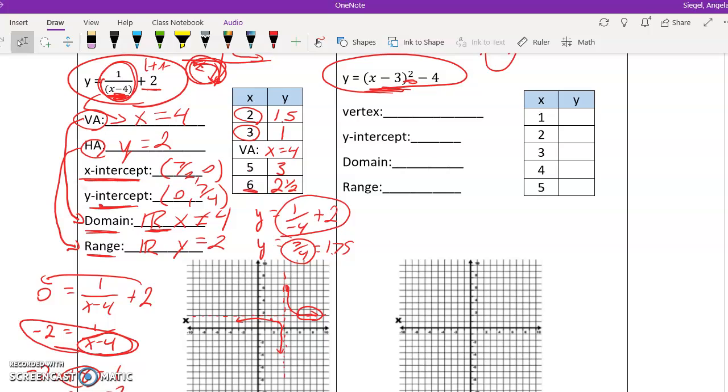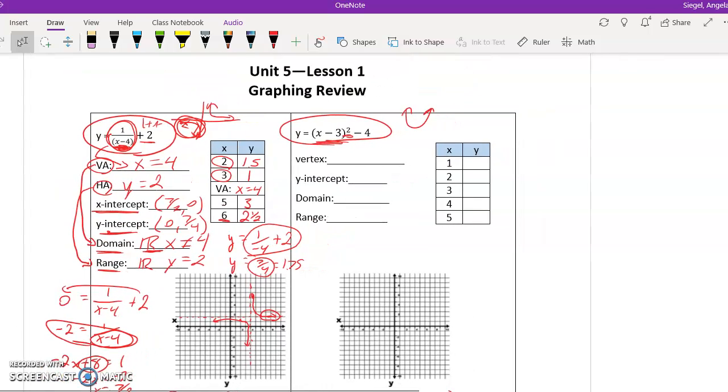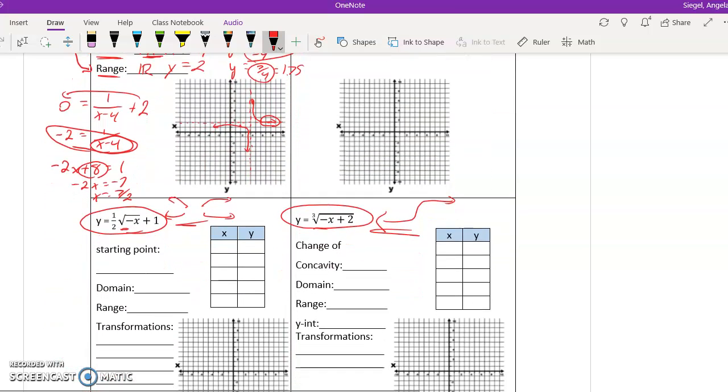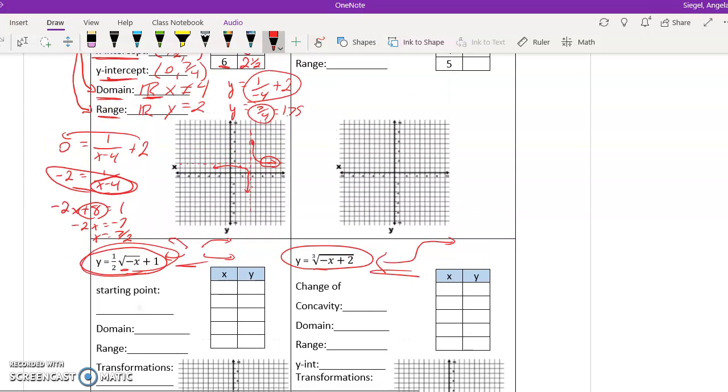Okay, whew, there was a lot there. So what I want you to do is go ahead and do the next two, the parabola and the square root function, and that will be in the next video.